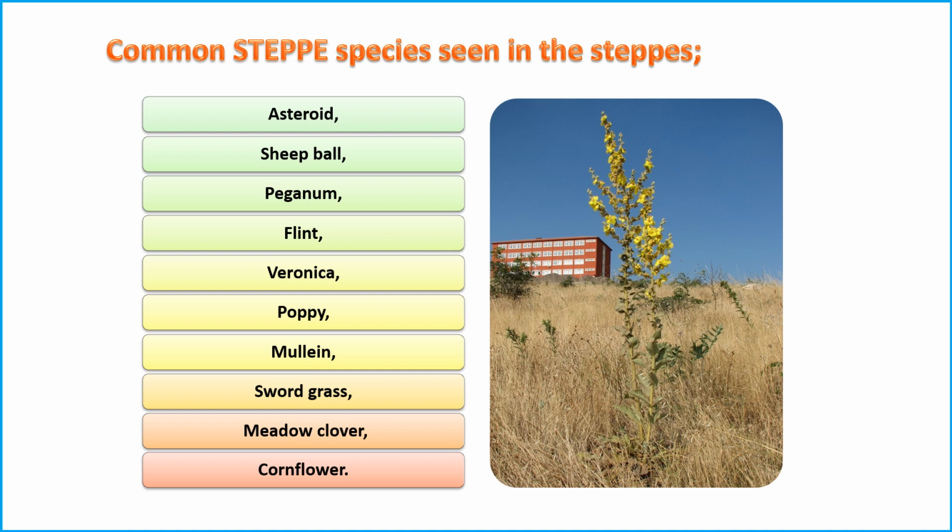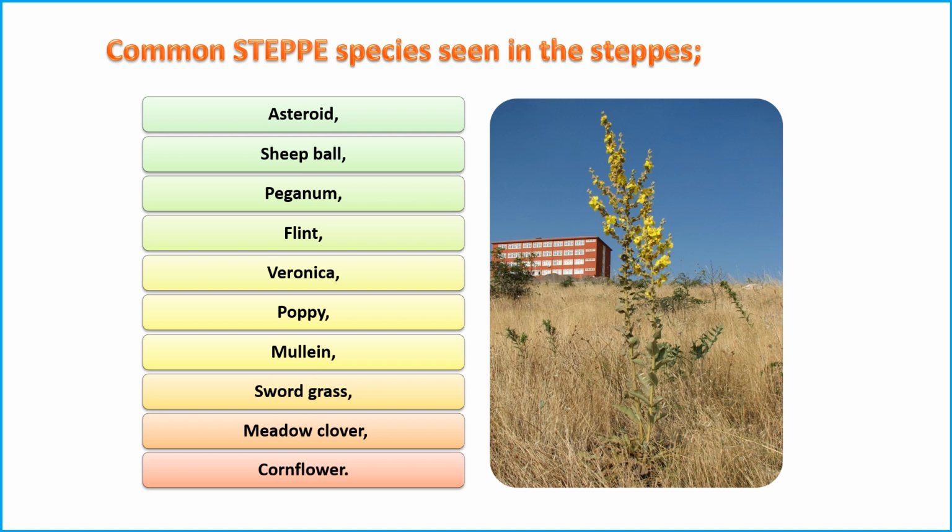4. Flint, this may refer to a variety of grasses or herbs adapted to steppe conditions. The specific plant would depend on the region. 5. Veronica, a genus of flowering plants that includes species commonly found in open habitats, including grasslands and meadows. 6. Poppy, some species of poppies, adapted to drier conditions, can be found in steppe environments. These may include various members of the Papaver genus.